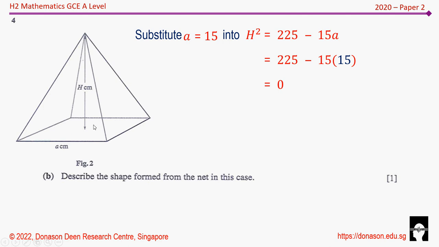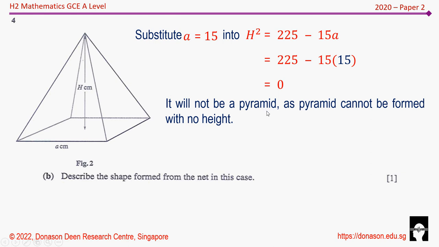So when this height becomes 0, do we in fact have a pyramid, or a pyramid with a height of 0? It's not even a pyramid. So it will not be a pyramid, as a pyramid cannot be formed with no height. So that would be the shape formed from the net when A is equal to 15. So it will not end up becoming a pyramid at all.